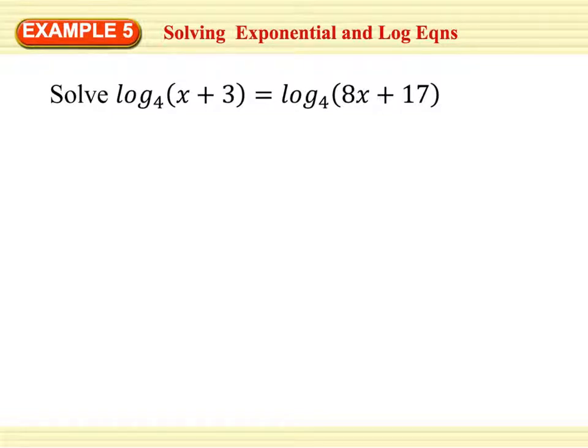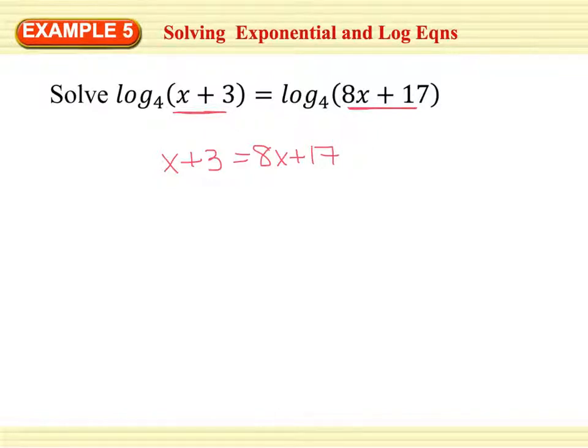Now our next few examples are going to be similar to the first three. However, instead of using a power, now we're going to be given a log. So for example 5, it says to solve log base 4 of x plus 3 equals log base 4 of the quantity of 8x plus 17. Hopefully you recognized right away that I'm doing a log base 4 on the left and a log base 4 on the right. So again, in order for these two to be equal, that means that x plus 3 must also equal 8x plus 17. So x plus 3 equals 8x plus 17.